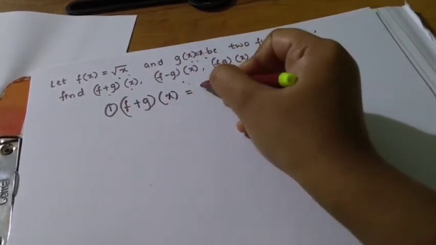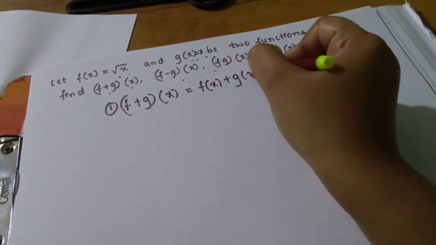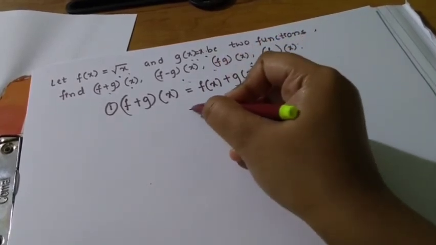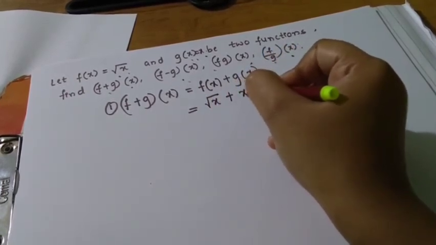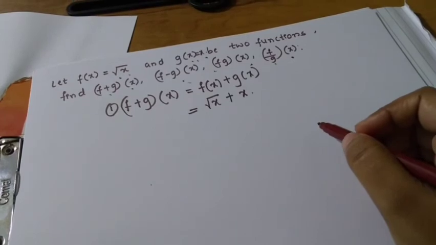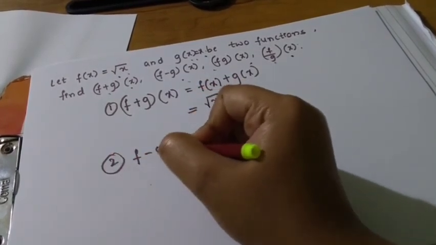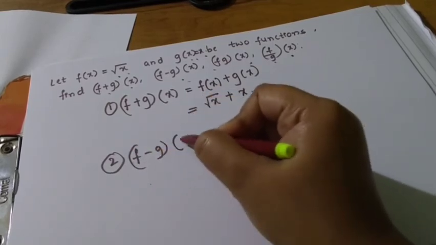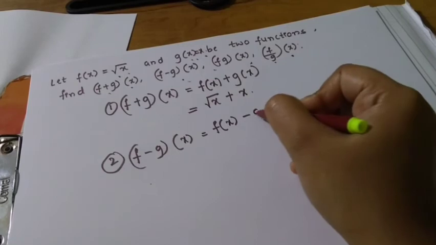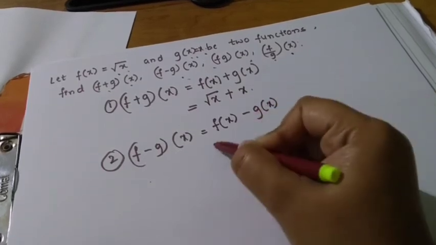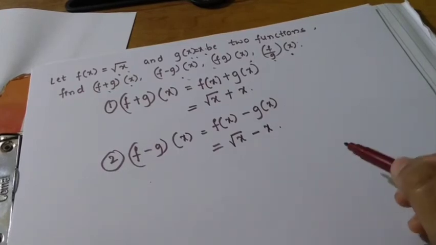This is equal to f of x plus g of x. What is f of x value? It is root x plus what is g of x value? x. Second one, f minus g of x is equal to what? f of x minus g of x. So this is equal to root x minus x.